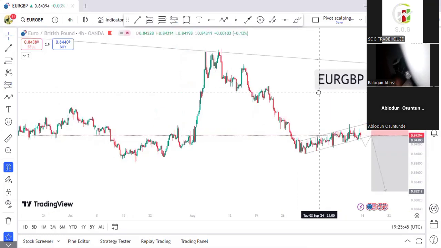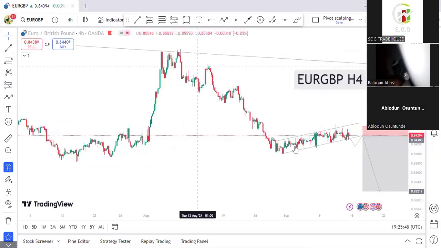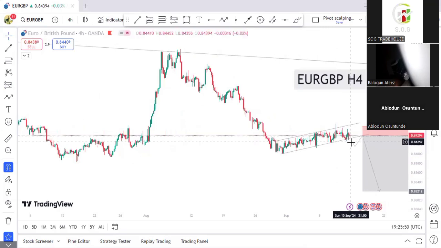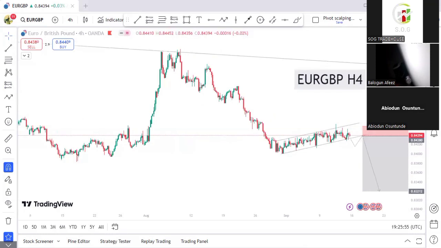So this is my analysis on EURGBP. You can see a bearish flag forming over here. So what are we waiting for? A break and retest of the flag pattern to continue with the move to the downside. So I'll also take a snapshot of this to send to the group.